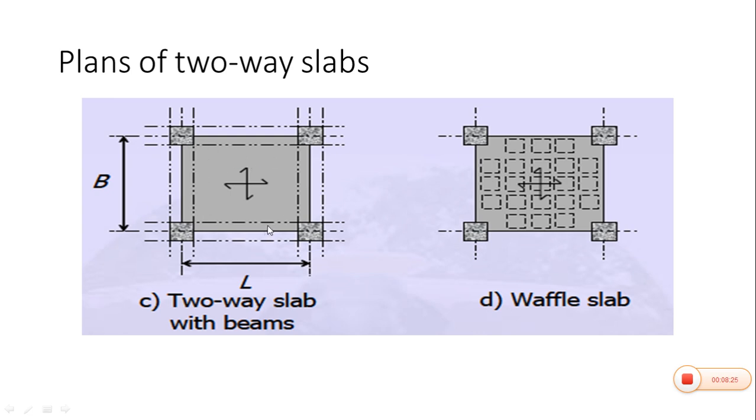So this is the two-way slab with beams, and this is the waffle slab. See here, we have ribs in the horizontal and vertical directions. We prefer the waffle slab where the span between two columns is larger. This is the pictorial representation of the types of two-way slabs.